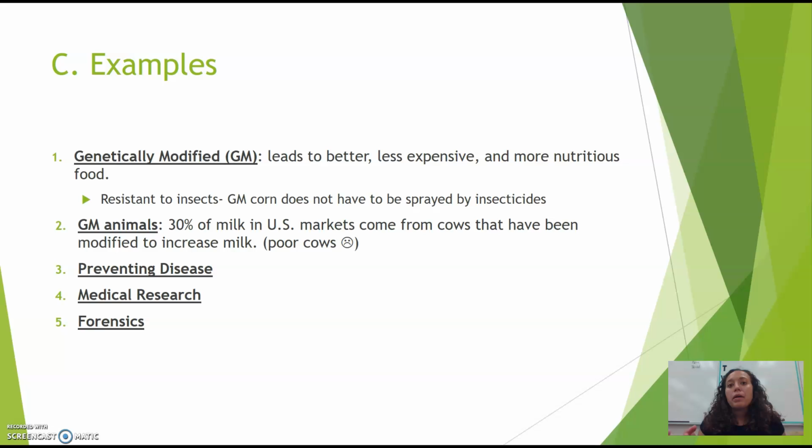A really weird example my professor told me in college was that they will actually put in tomatoes a strand of DNA from a spider that is resistant to cold temperatures. And that is why some of them don't die in cold weather. So sometimes you might be eating some spider DNA. Animals can be genetically modified. This one's a little sad. 30% of milk comes from cows that have been genetically modified to increase their milk. Preventing disease, medical research, and forensics.